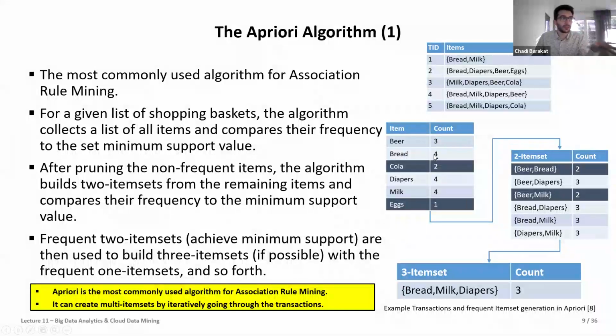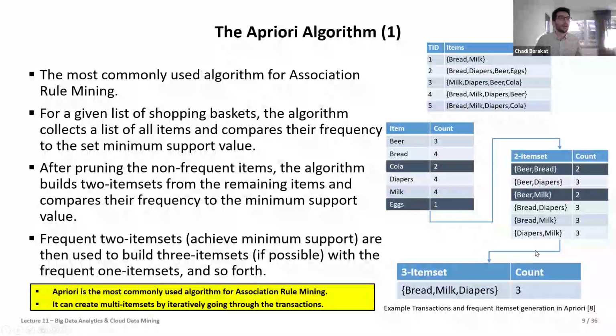Based on this collection of frequent one-item sets, the algorithm does a second pass through the transactions and collects the relationship between this item and every other item in the list. And then it compares that count of the two item sets, how many times they appear, versus the same minimum support. Based on that, it removes the items that do not reach this minimum support, and then it moves on to a third iteration and a fourth, etc., until there are no more item sets to be built.